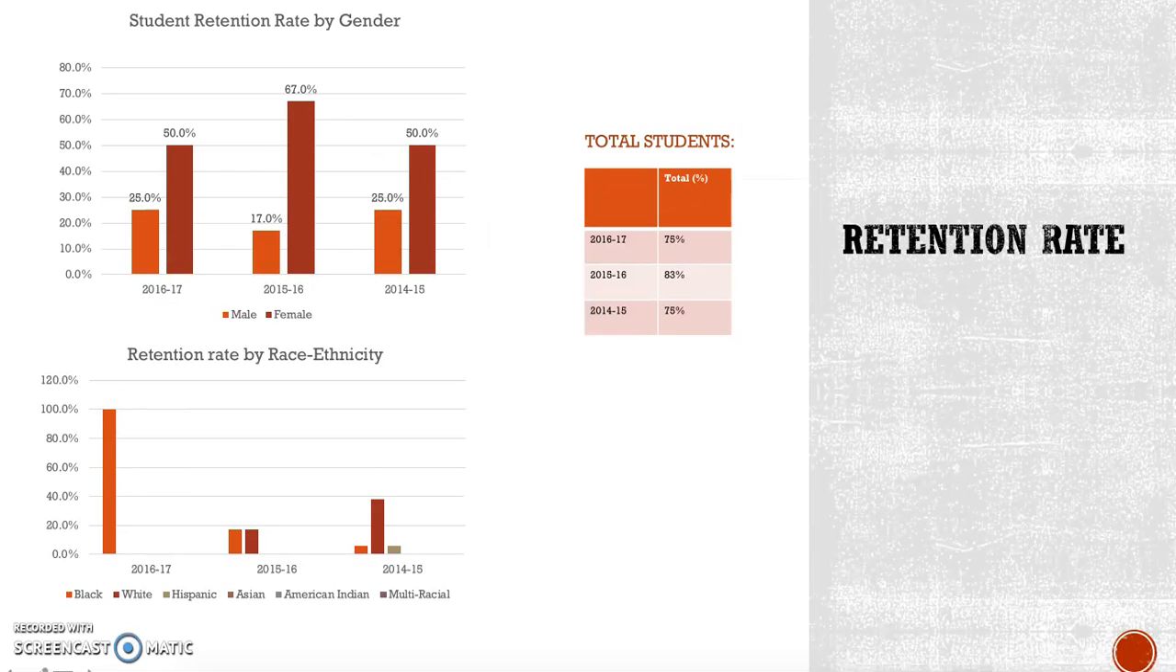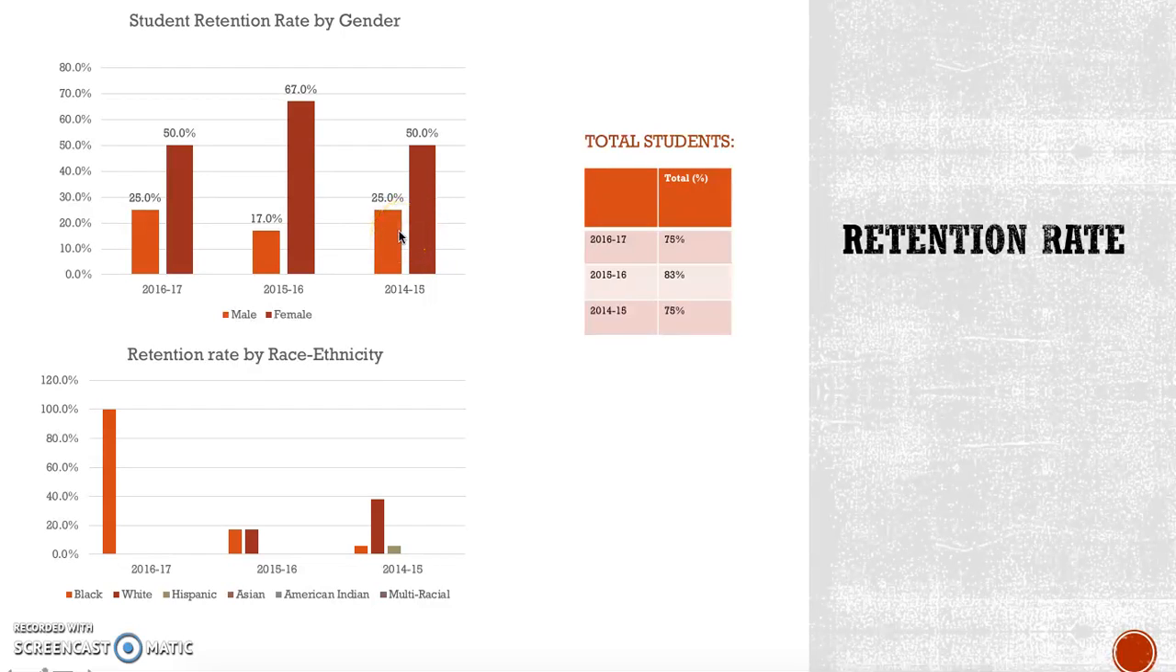As we look at student retention rate by gender, we see for the most part that females tend to be retained more than their counterparts, males, on average of about 55% female students over the course of 3 years.